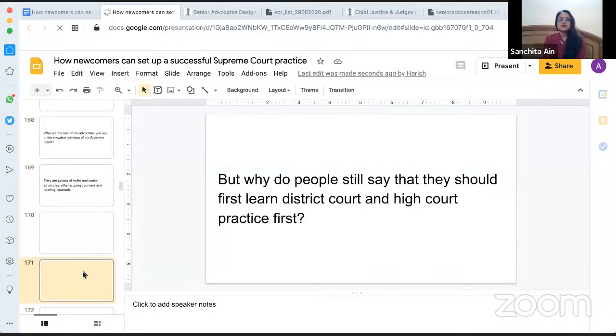Even as a junior, you get so much exposure when you're working with a senior Supreme Court advocate that no other court can give you.